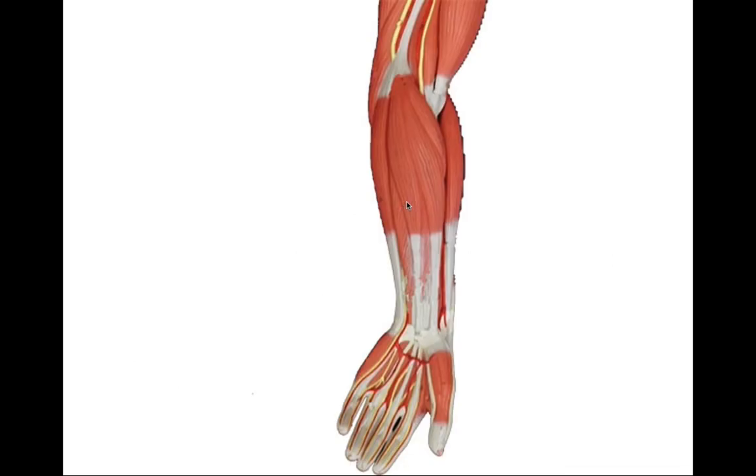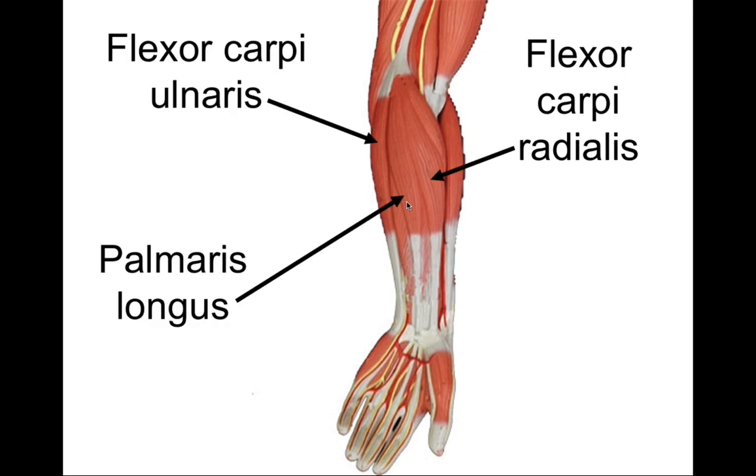So we're turning the hand over and now looking at the anterior side of the forearm. We'll also see that there are 3 muscles on this part of the arm. But these are not extensor muscles, these are flexor muscles. So over here you can see we have the flexor carpi ulnaris, and over here we're going to have the flexor carpi radialis.